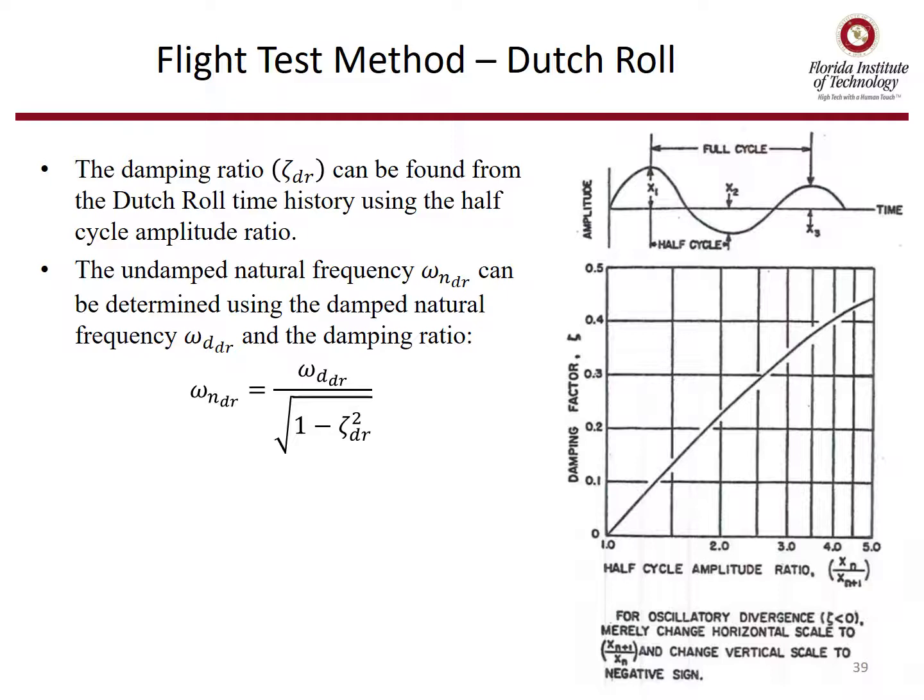The damping ratio of the Dutch roll can be found using the half cycle amplitude chart on the right. You can get the undamped natural frequency using the damped frequency that you observe and the damping ratio that you calculated and the equation shown.